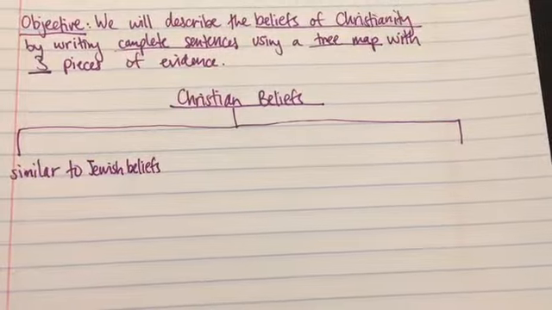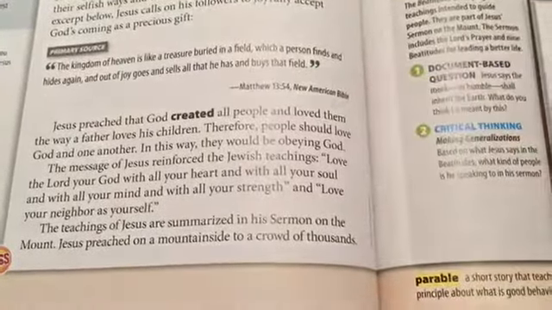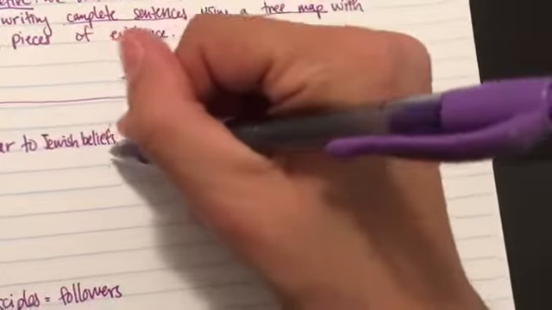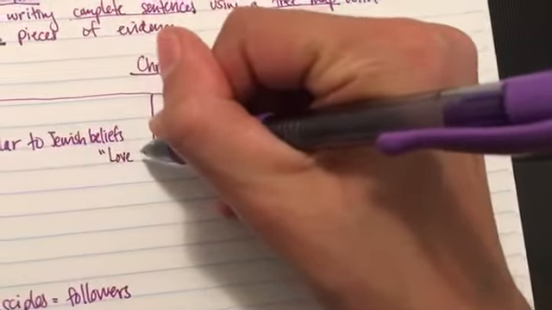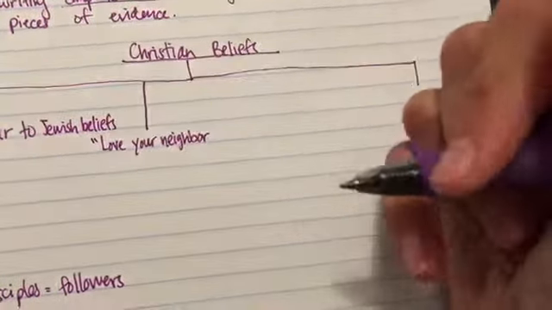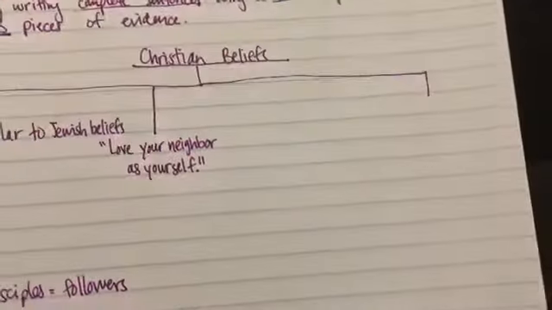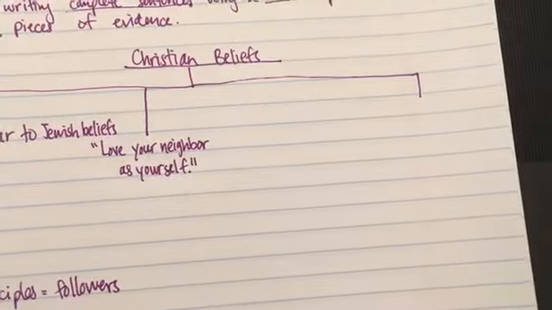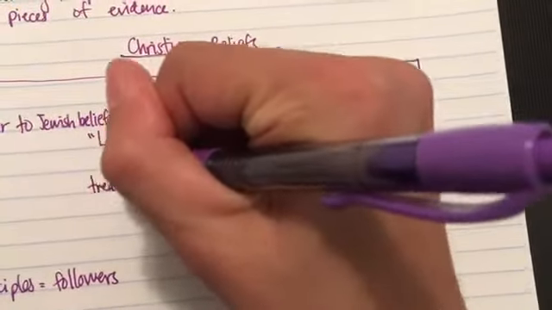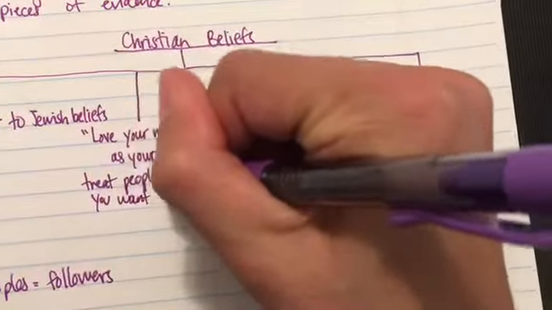I think that it's really important to look at his words themselves too, and we have a couple of quotes from him. The one that stood out to me the most was about love your neighbor as yourself. His message was really about love and loving other people, not just loving God. So I'm going to go ahead and add another branch. I'm going to bring it down a little bit further so I have space to write. I'm going to say love your neighbor as yourself. And basically, I'm going to translate that into my words. I think it's going to mean basically treat people how you want to be treated.